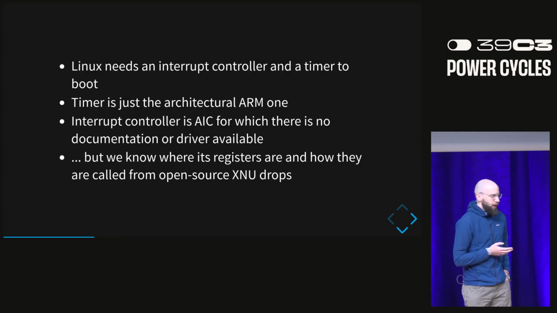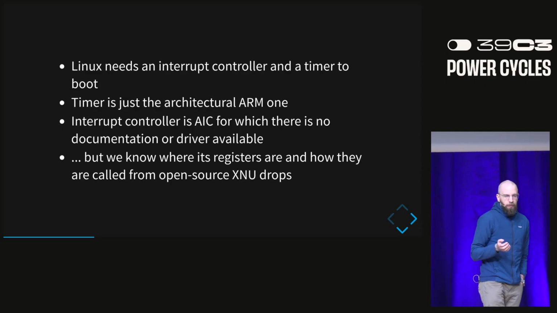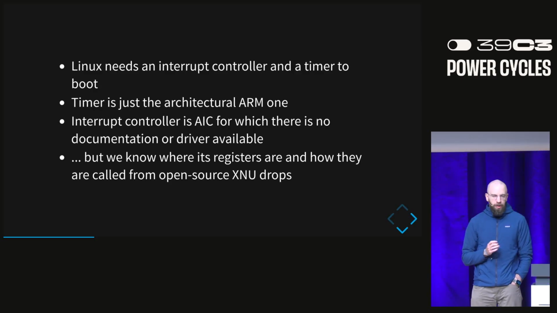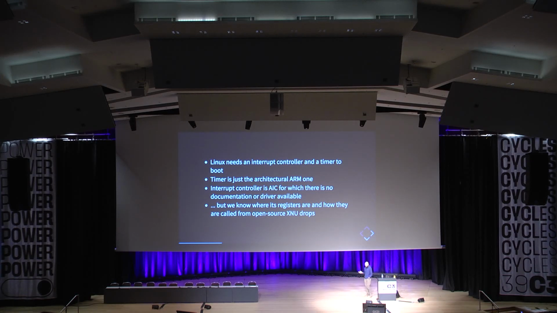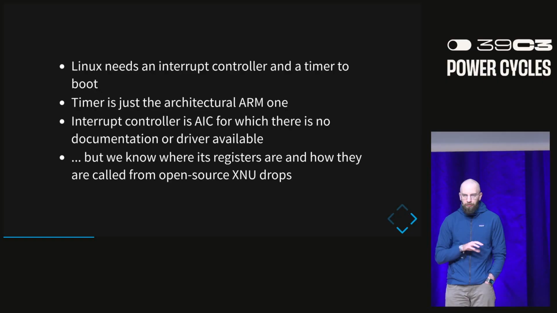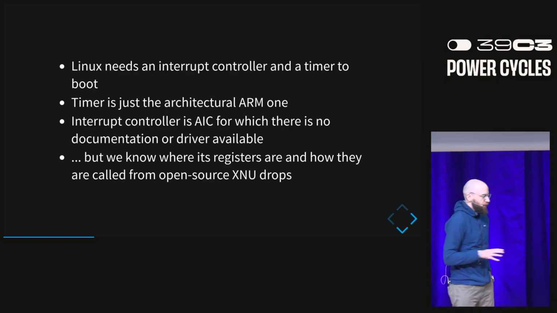The timer is just the normal ARM one, so nothing needed to change there. But the interrupt controller is already the first custom device that Apple built, and this is called the Apple Interrupt Controller, or AIC for short. There's no documentation. Apple will never provide documentation, of course. There's also no driver available. But we know where this lives in memory, and we also know how the registers of this controller are named from the open source drops.